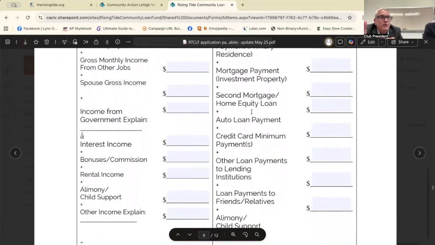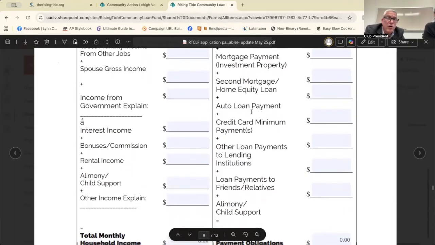Correct. And so I'm going to look at this and say, well, here are my monthly payments for this car loan or lease. Does lease mean too? Yep. Finance, anything that I owe on a car, lease or buy. Yep. All right. And then credit card minimum.